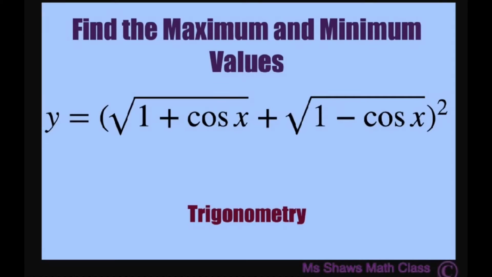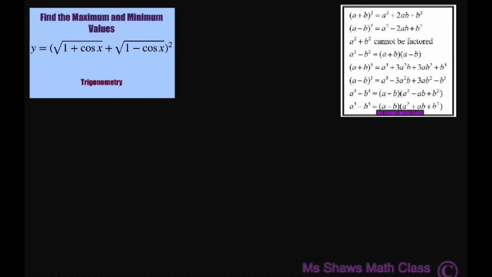Everyone, we're going to find the maximum and minimum values for y equals the square root of 1 plus cosine of x plus the square root of 1 minus cosine of x, and then that whole thing is squared. Basically, it has this form of this one right here, a perfect square trinomial. We have a plus b squared.